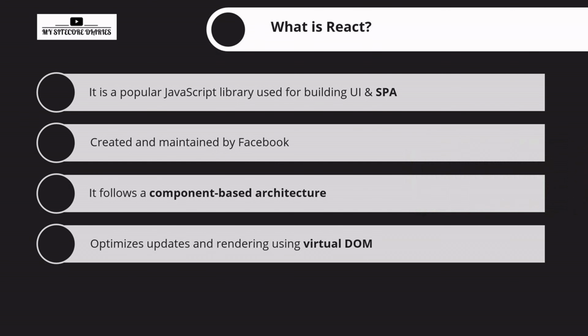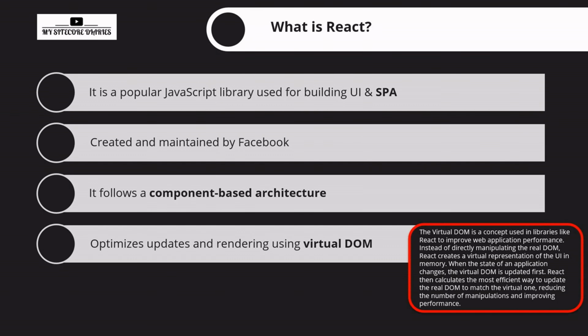It optimizes updates and rendering using the virtual DOM. Now what is the virtual DOM? The virtual DOM is a concept used in libraries like React to improve web application performance. Instead of directly manipulating the real DOM, React creates a virtual representation of the UI in memory.